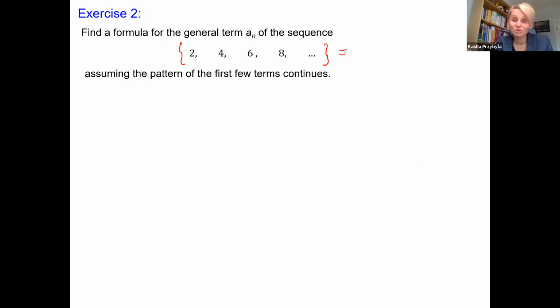We always multiply everything by 2. 2n. 2 times 1, 2 times 2, 2 times 3, 2 times 4, and so on. Good. Okay, now please remember, even numbers will be 2n. What about odd numbers? 1, 3, 5. We can say 2n minus 1. This means that we're starting with 1.